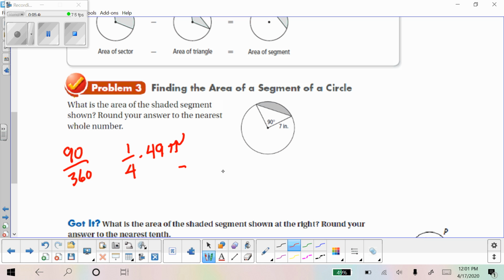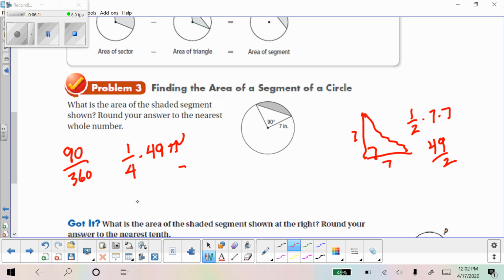And then we're going to subtract the area of the triangle. Let's put this little triangle over here so we can see a little bit more. Remember, it's a 90-degree angle, and these two legs are 7. So that's your base and height. So it's 1/2 times 7 times 7, which is 49 halves if we write that.